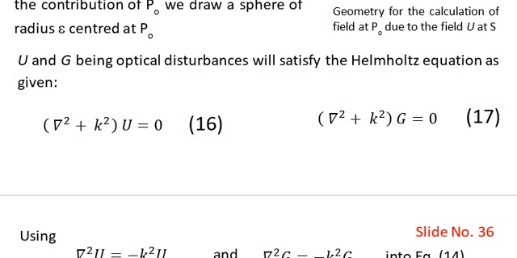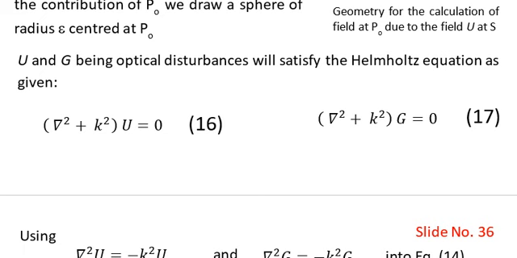U and G, being optical disturbances, will satisfy the Helmholtz equation as given. So if you substitute the value of capital U and the value of capital G in the Helmholtz equation we have discussed earlier, you come up with equation number 16, which is (del square plus k square) operating on capital U is equal to 0, and similarly (del square plus k square) operating on the field capital G will give you 0. So you have equations 16 and 17.